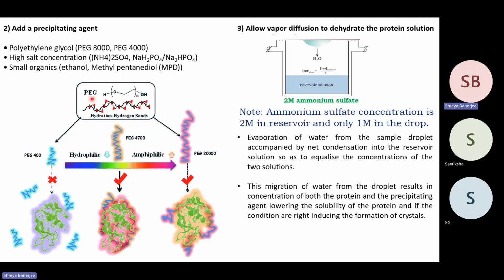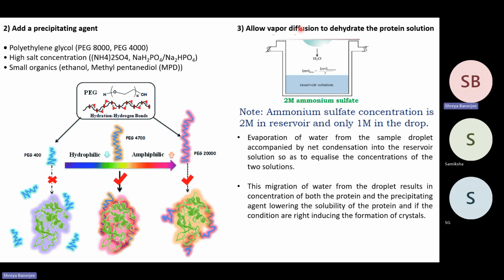But for this, the length of the polyethylene glycol is important. Suppose polyethylene glycol 400 means 400 molecules. So this is a polymer, right? If the polymer is of 400 molecules, the size is too small to act as a precipitating agent. And if the polymer is of 20,000 molecules, then the size is too large. But when the polyethylene glycol polymer is around 4,000 to 8,000 molecules long, it is of the perfect size to act as a precipitating agent. It forms a kind of layer around the protein and helps the protein crystal to form.